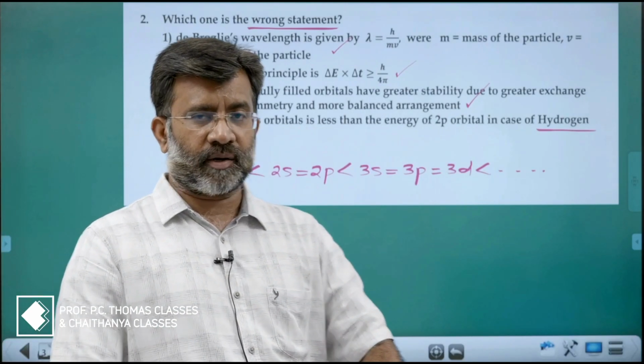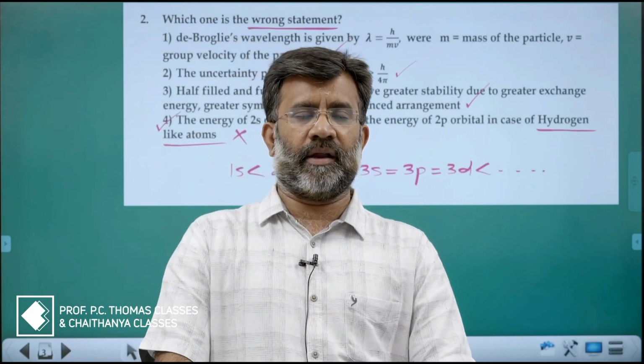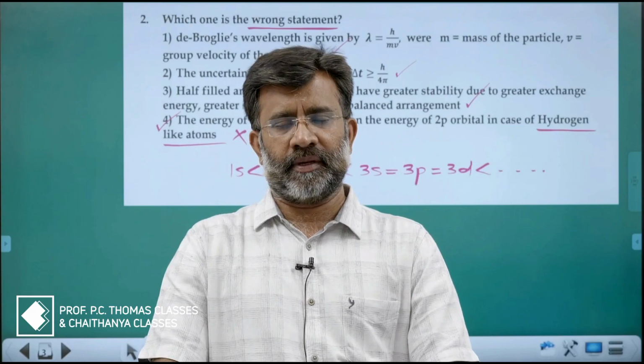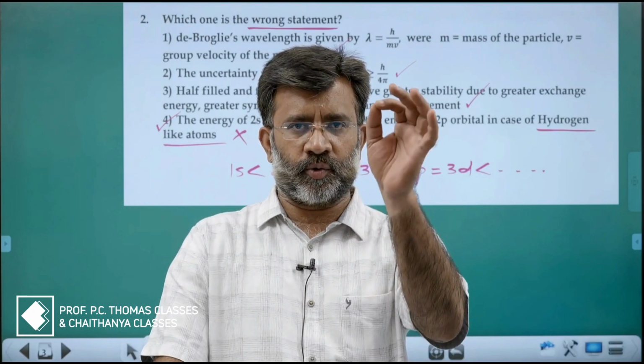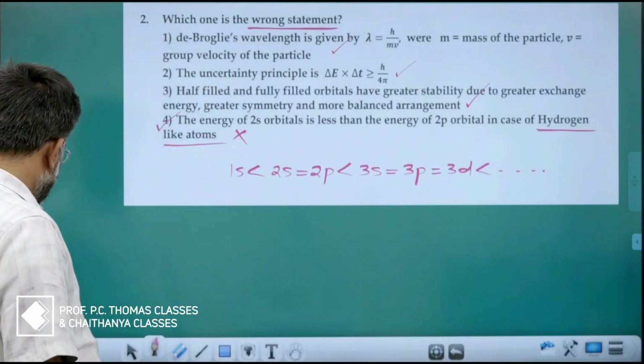For multi-electron atoms, the energy of an orbital is decided by n plus l value. For hydrogen atom, it is decided by n value alone. You have been taught in the class, and hence the answer.